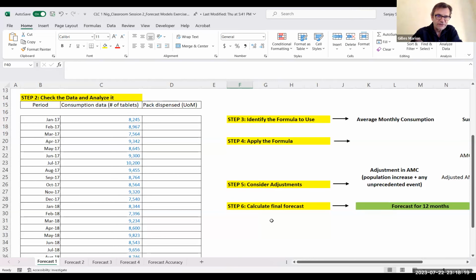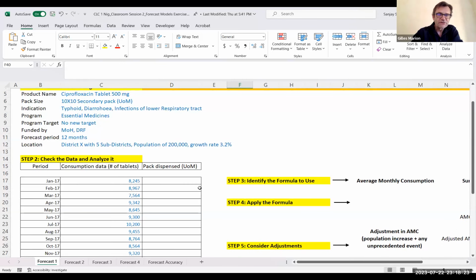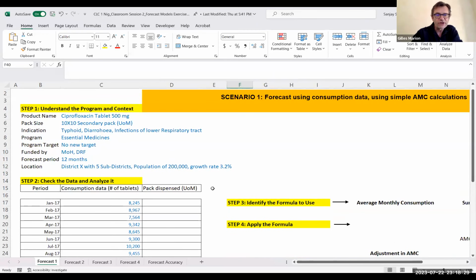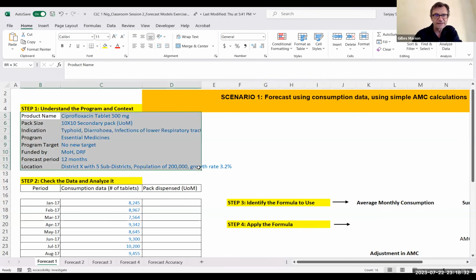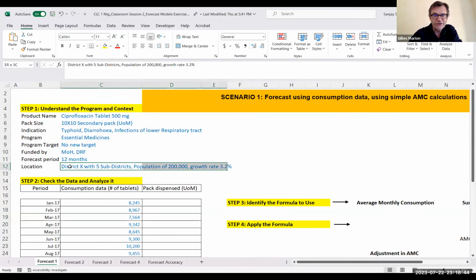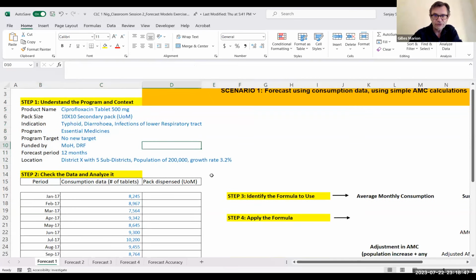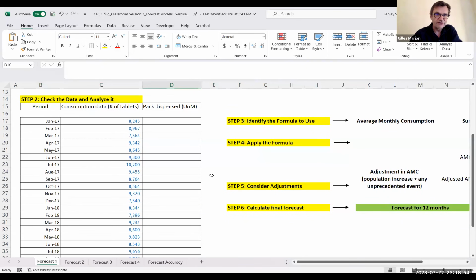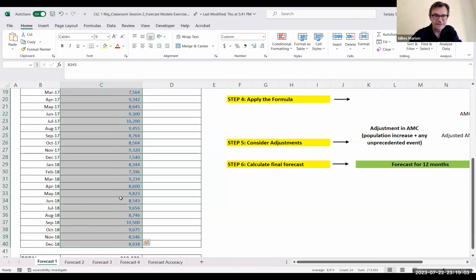Sorry, Sanjay, can you go back up to the first line? So in the exercise, at the top of the sheet, you will see all the information which is mentioned already on the slides: the product name, the packaging, the treatment, all those kinds of things. So you can find everything here. We remind you of the information about the location, and particularly the 3.2% growth rate, which should be taken into consideration. And here you have the consumption data for the past period from January 17, going down to December 18.